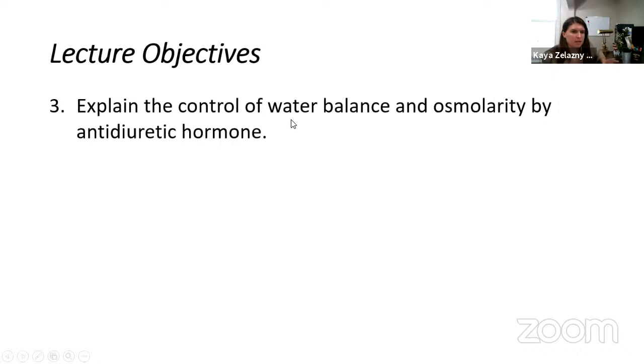Now we want to dive in deep to the idea of water balance, which is inextricably tied to osmolarity, because we remember that osmolarity is about the concentration of solutes dissolved in water or dissolved in plasma, and it exerts a pull on water. So we need to remember that we have solutes exerting a pull on water in order to understand which way water is going to move. So these two things are tied together. And our big hormone that we think about when we think about water balance is something called Antidiuretic Hormone, ADH, sometimes also called vasopressin.